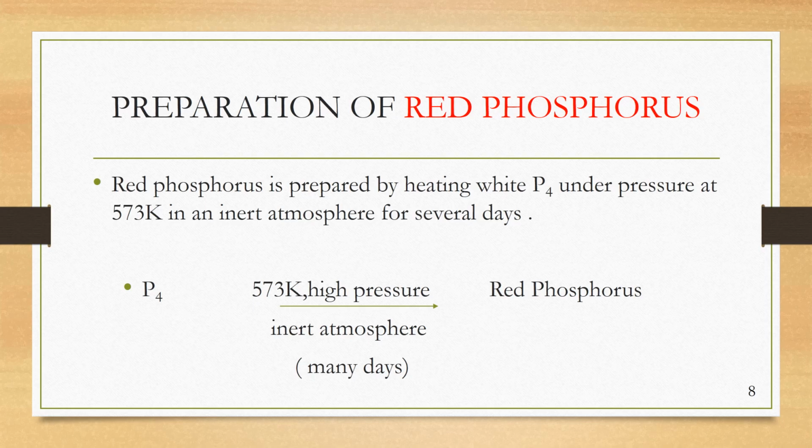So it's difficult to keep white phosphorus at 573 Kelvin, for which we have to apply high pressure. So under high pressure, white phosphorus is converted to red phosphorus, and this happens in an inert atmosphere.